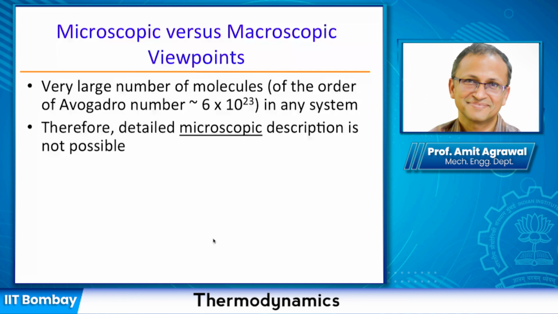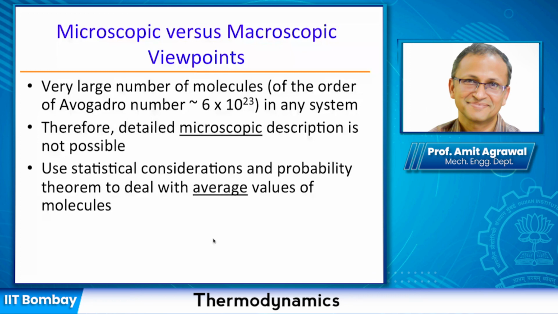If we try to describe this motion, then we are trying to look at the microscopic description, which, as we said, is not possible. It is not possible because of the very large number of molecules in my system, or control volume, either of the two in this case. So rather than trying to provide a detailed microscopic description of each of these molecules, we will use statistical tools, and we will talk about averages.